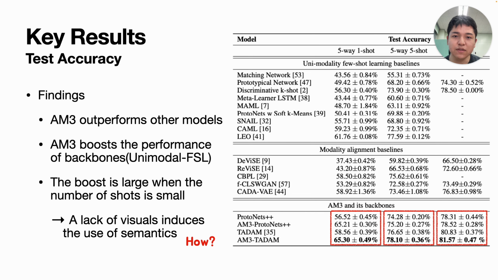Third, the boost is large when the number of shots is small. In this case, the boost in the one-shot case is much more significant than in the 5 and 10-shot cases. It shows that a lack of visuals induces the use of semantics. Then we can ask how the model adaptively uses the semantic features.